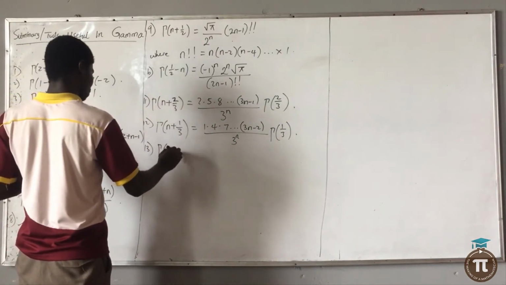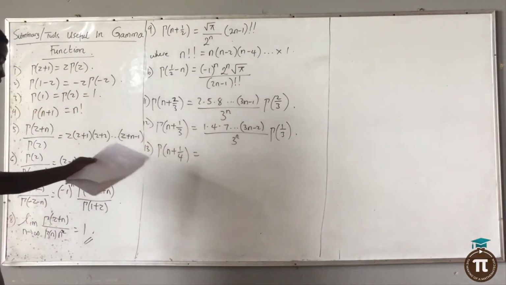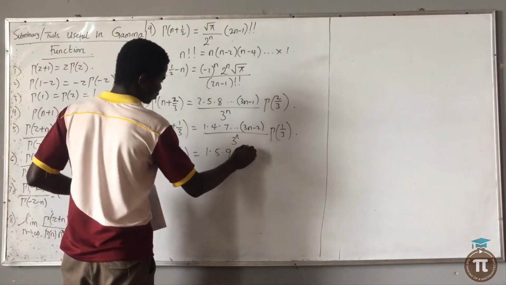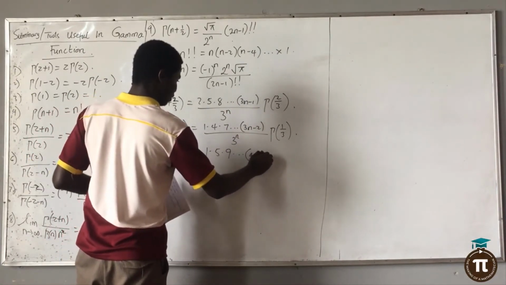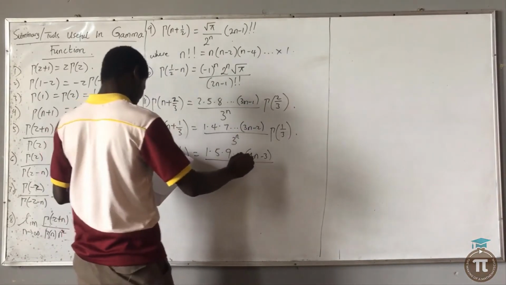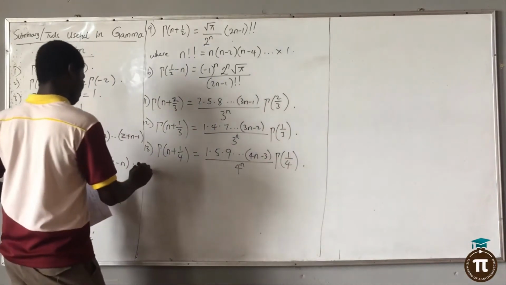Then number 13, gamma of n plus 1 over 4. What will this one become? For this next one, gamma of n plus 1 over 4 will be 1 multiplied by 5 multiplied by 9, and it goes on till you get to 4n minus 3 all over 4 raised to the power n, gamma of 1 over 4.